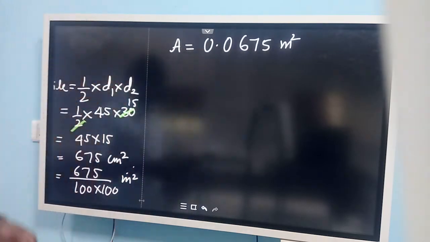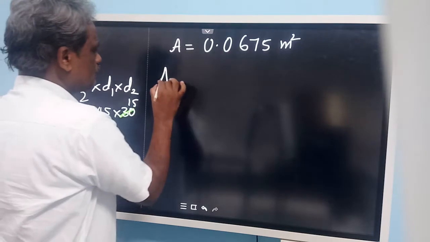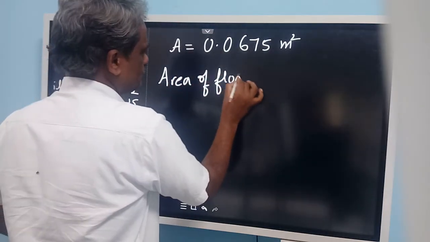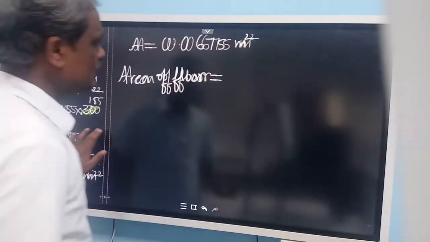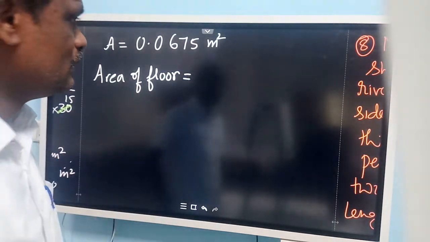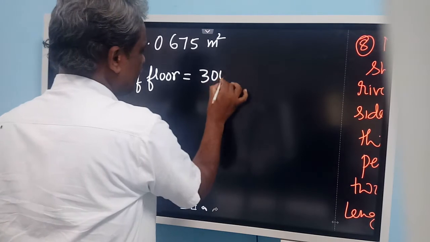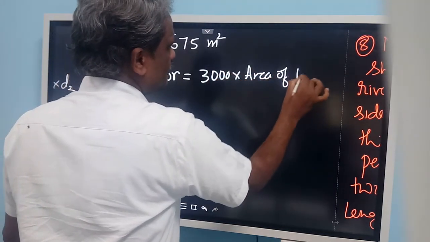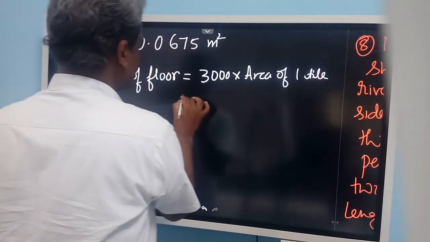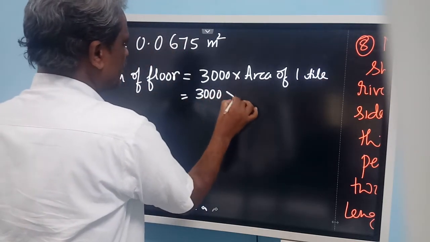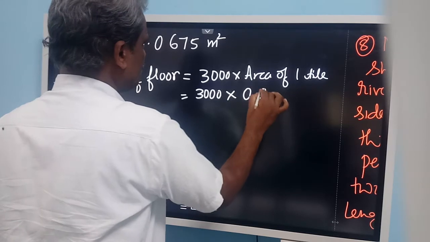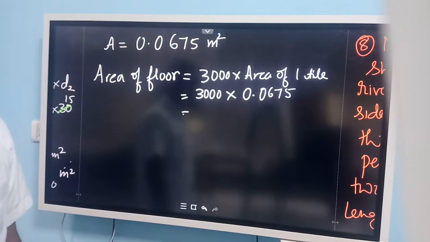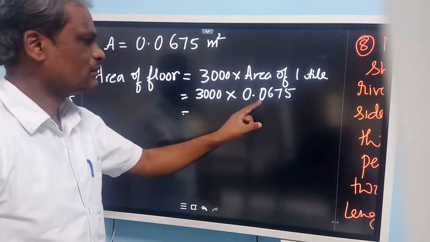So now the area of the floor. Area of the floor is equal to, we have 3000 tiles, so 3000 into the area of one tile. So now 3000 into one tile area, it is 0.0675. Okay. So now if you multiply this one, there are 3 zeros.